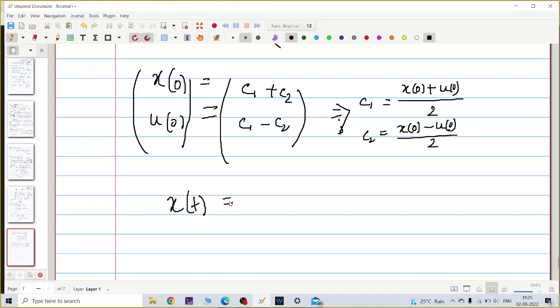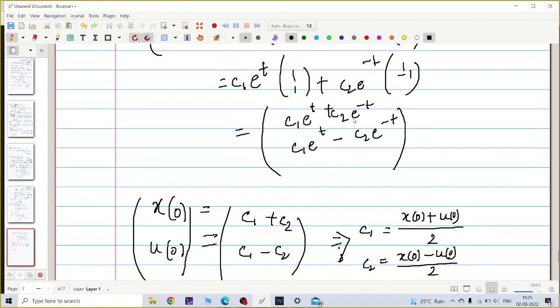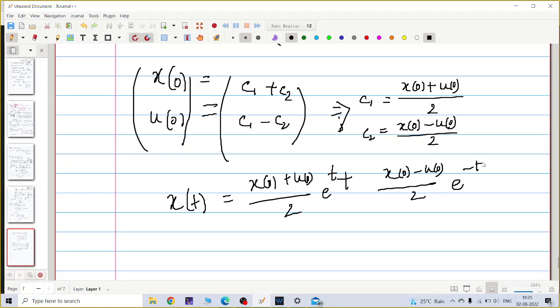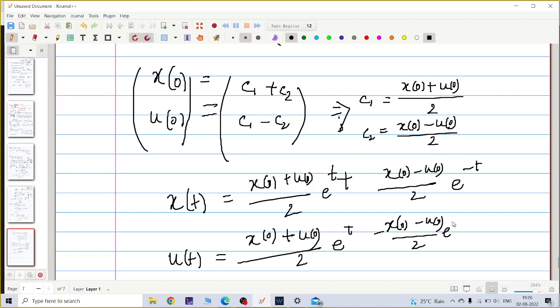So what is the solution, by the way? x(t) is c1 e power t plus c2 e power minus t. c1 is x0 plus u0 by 2 into e power t plus x0 minus u0 by 2 into e power minus t. And u(t) is c1 minus c2, so x0 plus u0 by 2 into e power t minus x0 minus u0 by 2 into e power minus t.